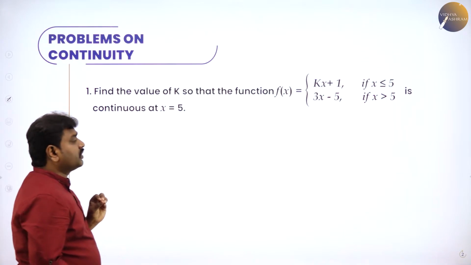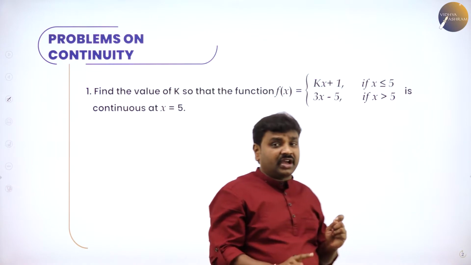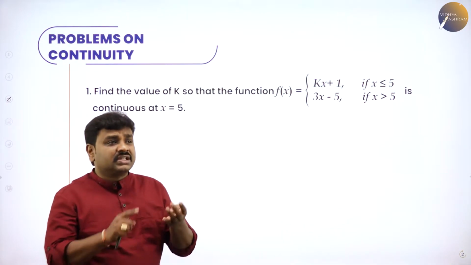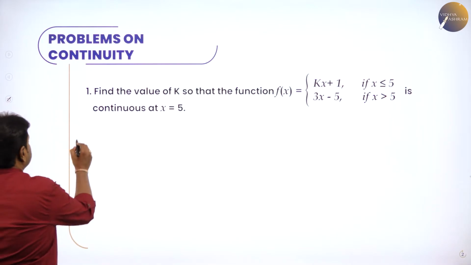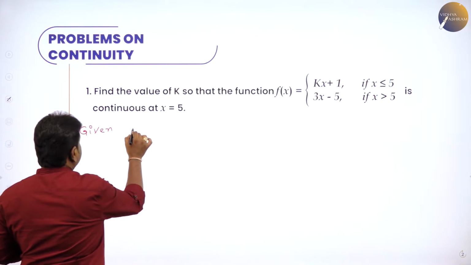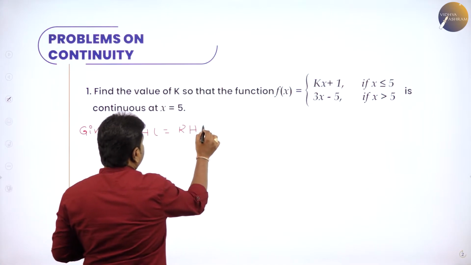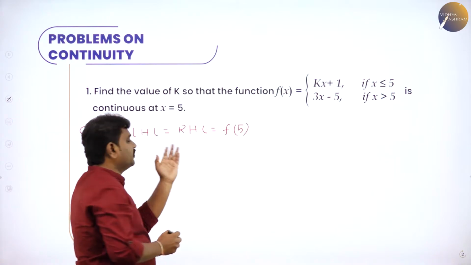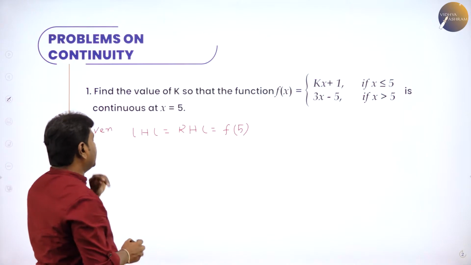See, all of you know if a function is continuous, then LHL, RHL, f of a, all three should be equal. In my last class I taught you if a function is continuous, then its LHL, RHL and f of a, all three should be the same. So now I can say, given LHL, left-handed limit, right-handed limit, RHL and f of 5, because they told continuous at 5. So that's why this is given. Continuous means LHL, RHL and f of 5 should be the same. So now find LHL separately.